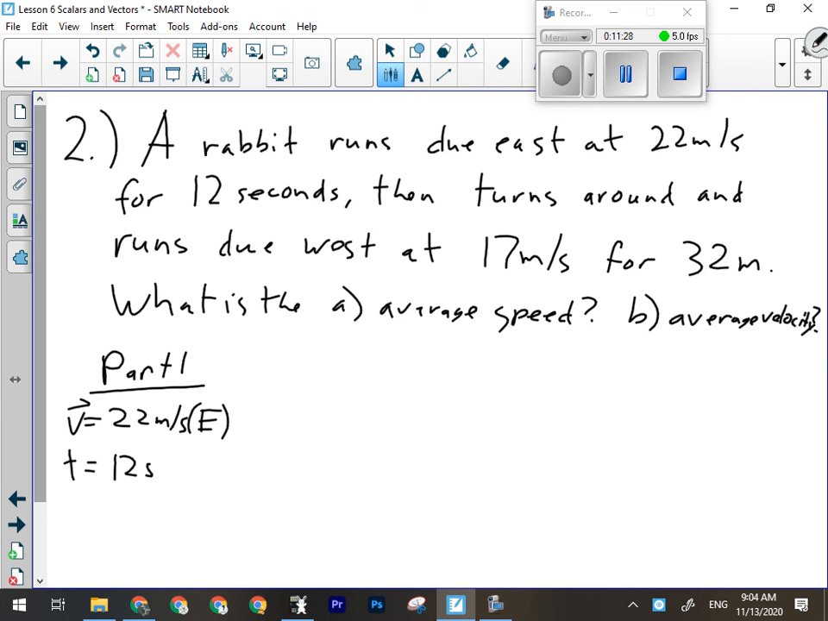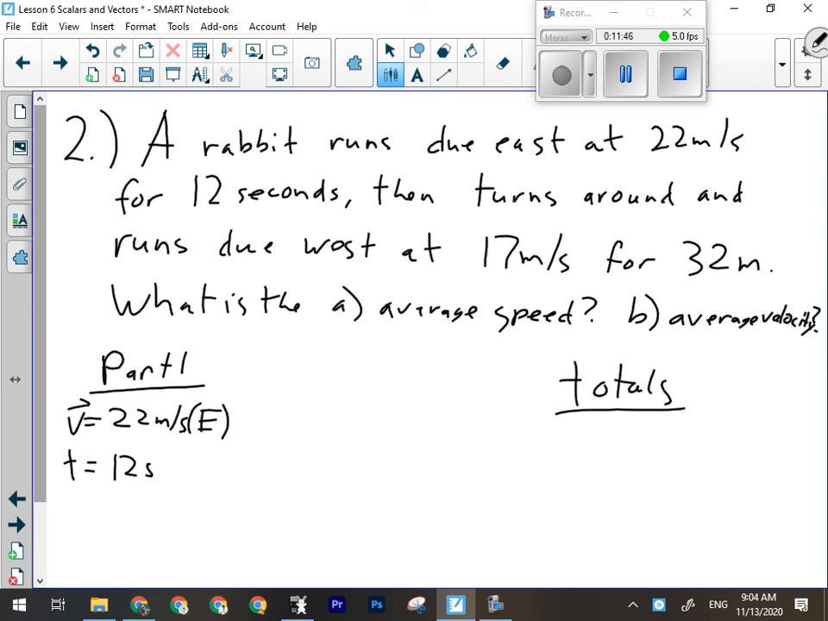So what we need to find here, if we're going to be asked to find average velocity, I'm going to need total displacement and total time. And if I'm going to find average speed, I'm going to need total distance and total time.